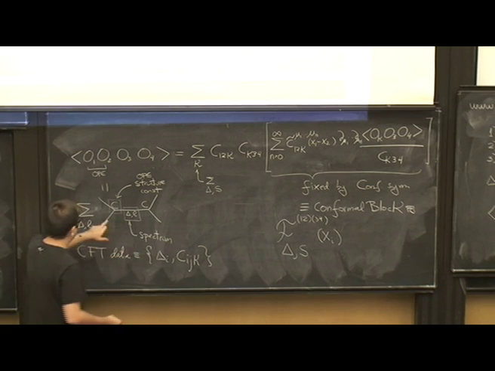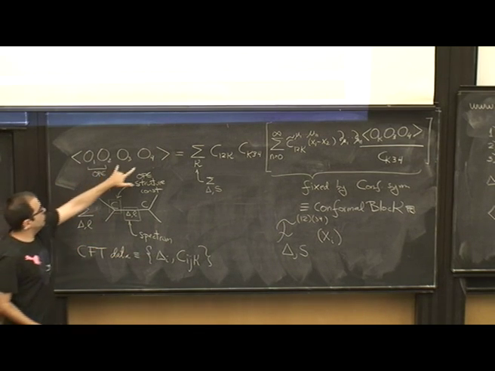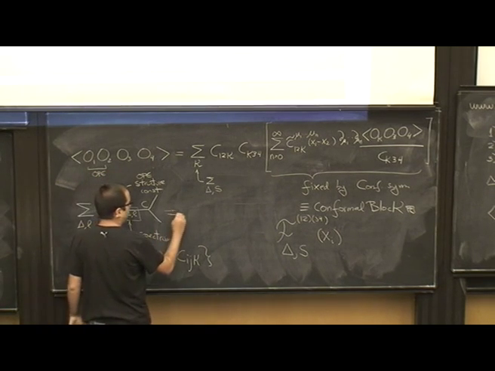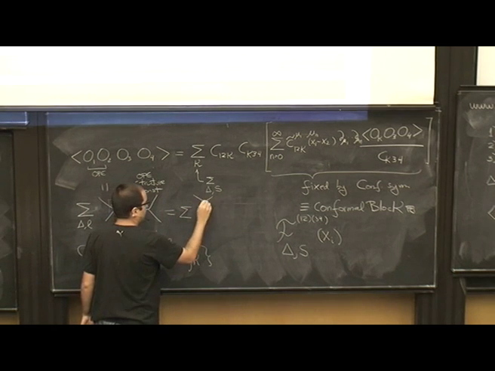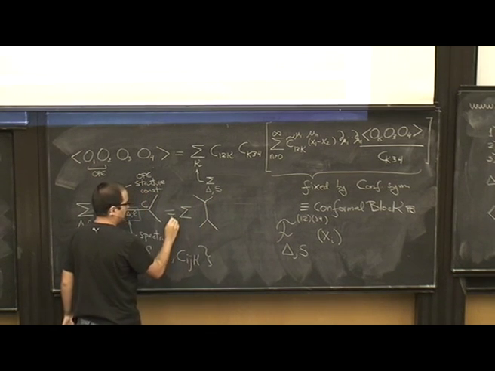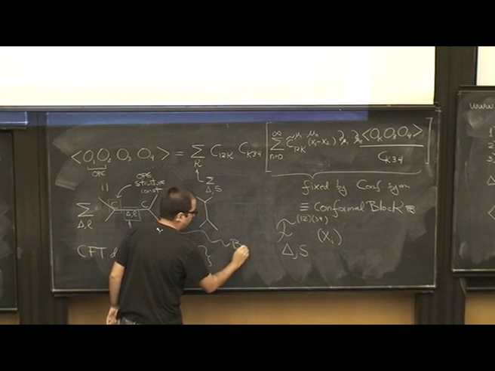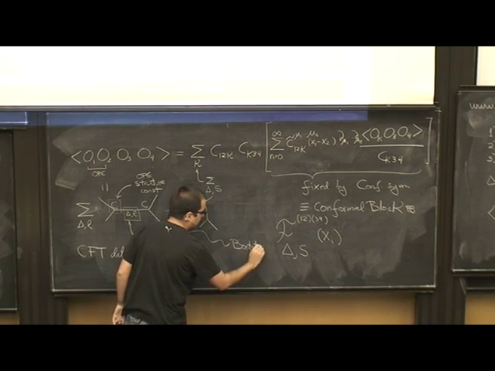More explicitly, I chose to fuse operators O1 and O2 and then O3 and O4, but I could have chosen equally to fuse in the other direction. And this equality is a non-trivial equality, and these are called the bootstrap equations.